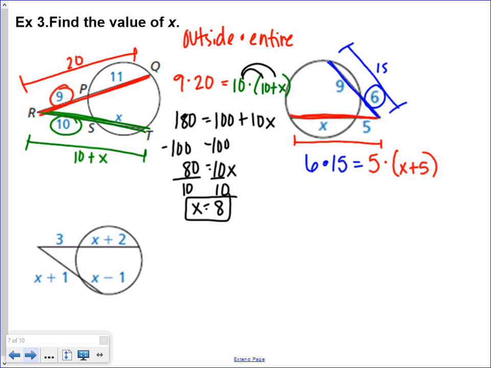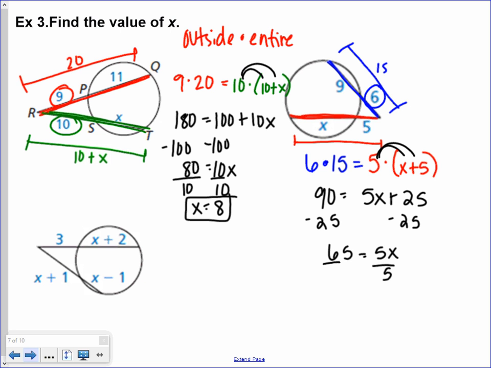15 times 6. What's 15 times 6? 90. So, distribute, we get 5x plus 25. So now it's a two-step equation. Minus 25. We get 65 equals 5x. Divide by 5. 65 divided by 5 is 13. Is that right? Mhm.